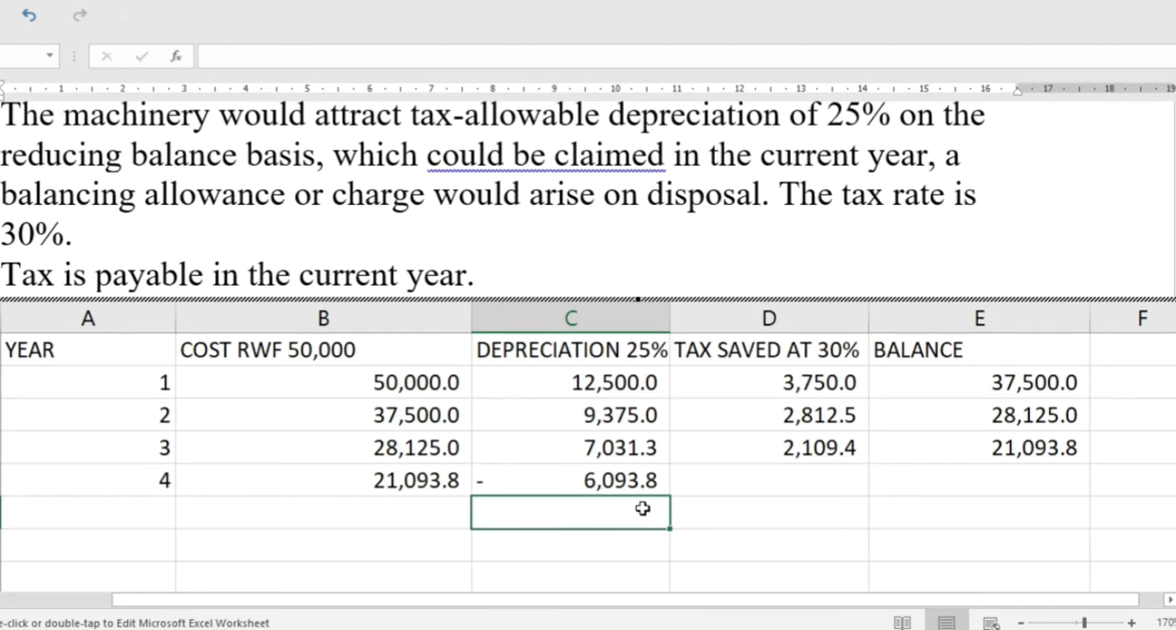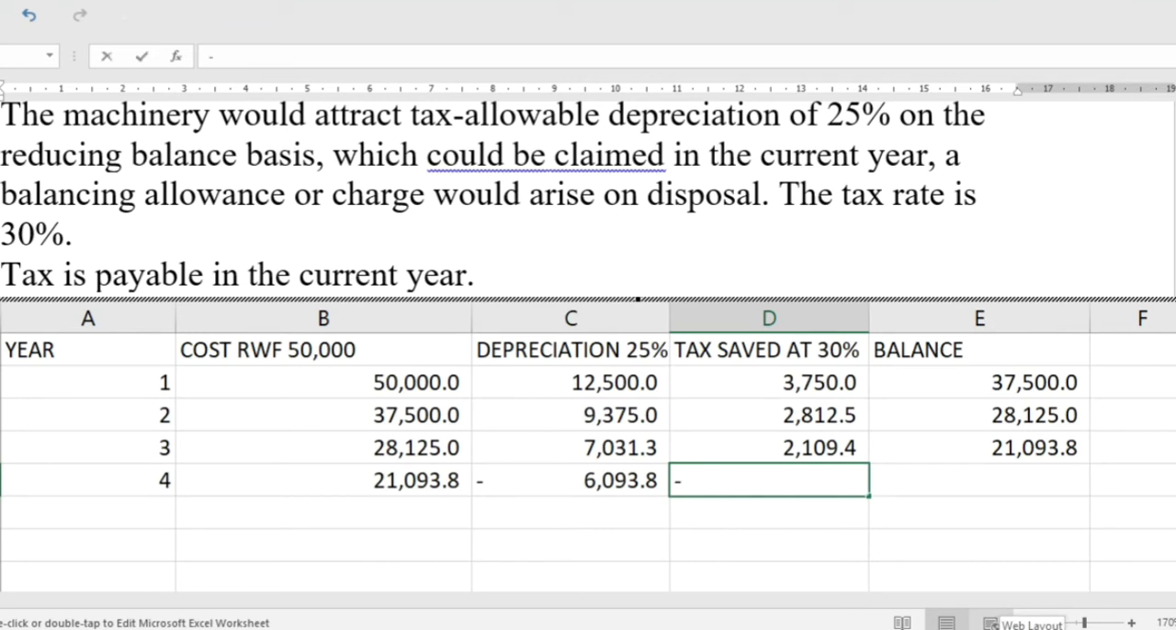This whole amount will be calculated on tax saved, which is equal to this multiplied by 30%, which is equal to that amount.